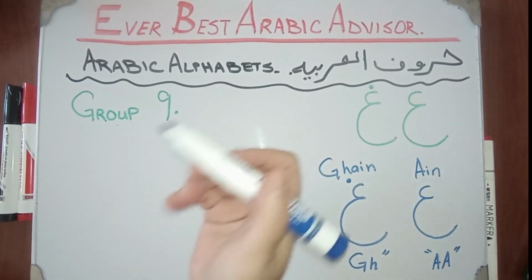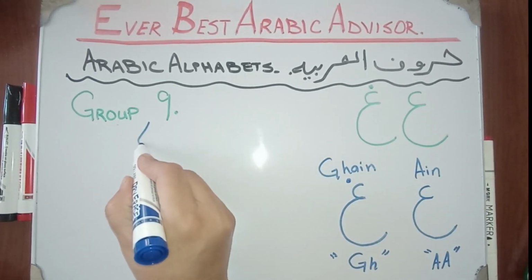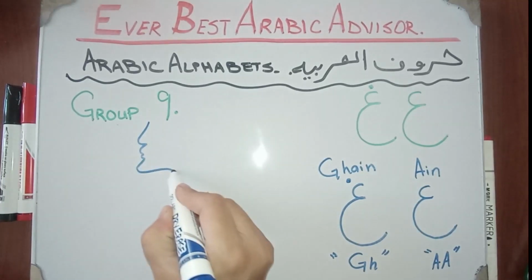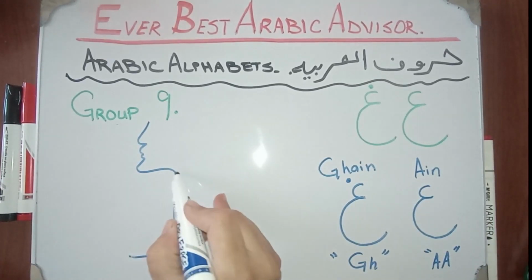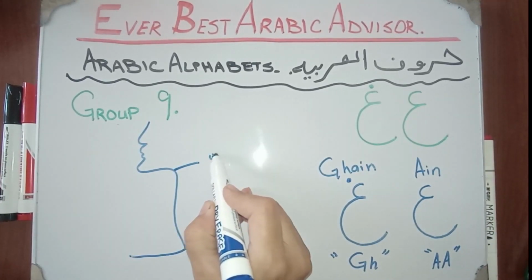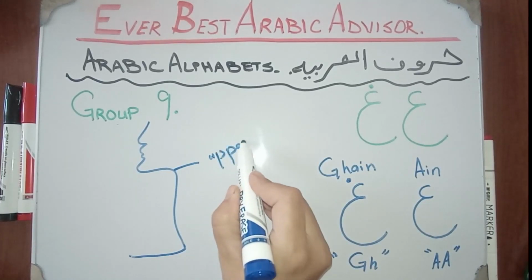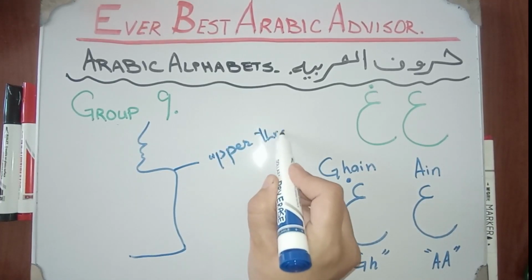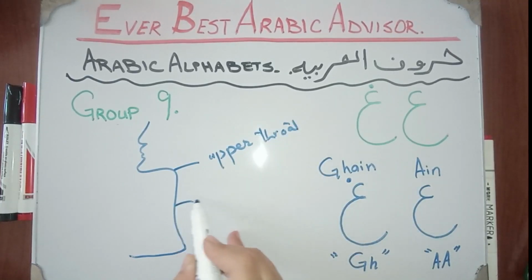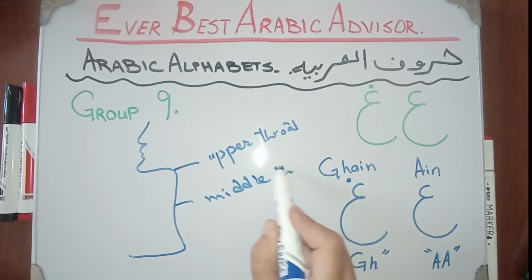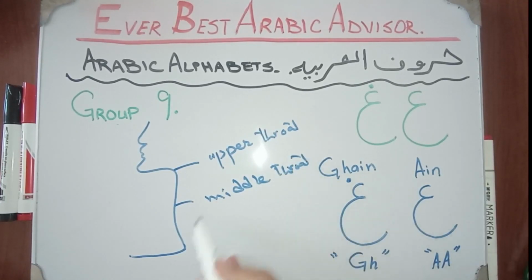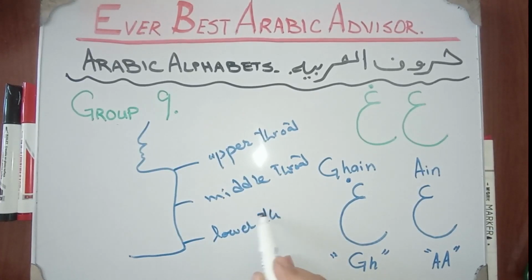Both Ain and Ghain are throat letters. If this is your nose, lips, and chin, and this is your throat, and this is your shoulder, then this is the upper part, the upper throat. This is your middle throat. This is your lower throat towards your shoulder.